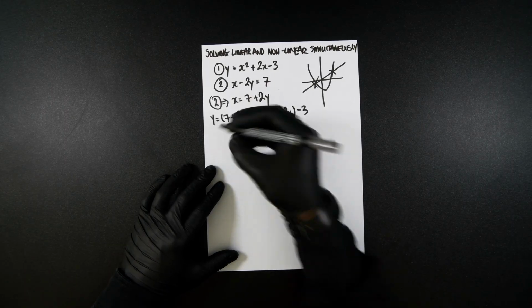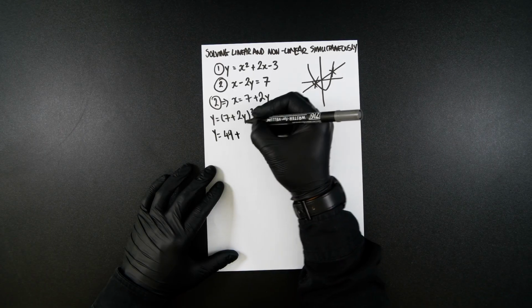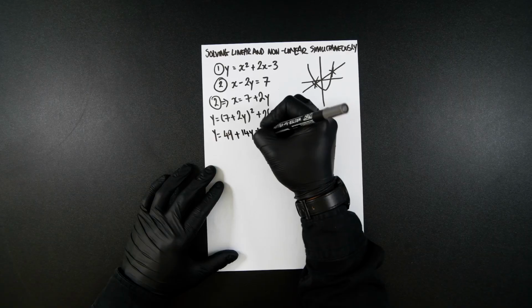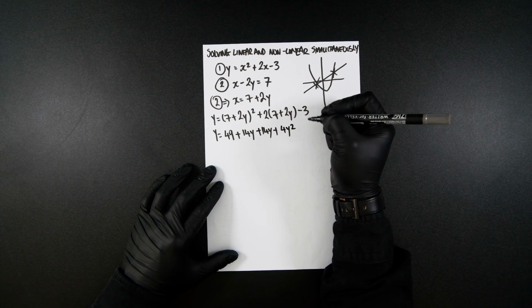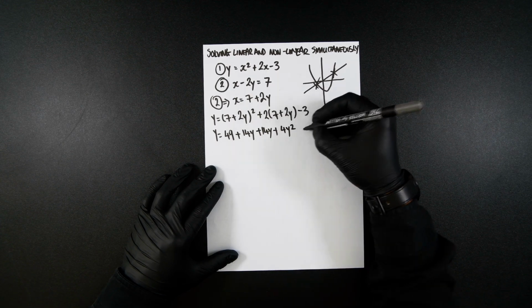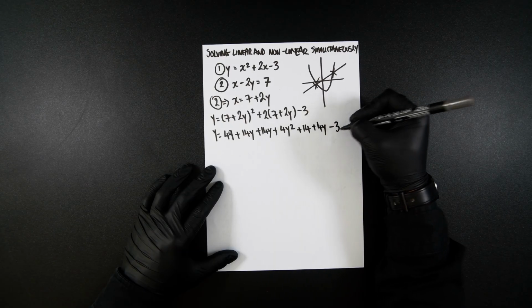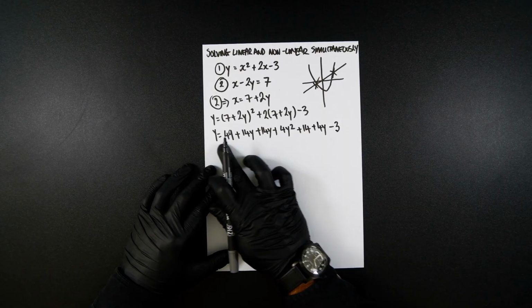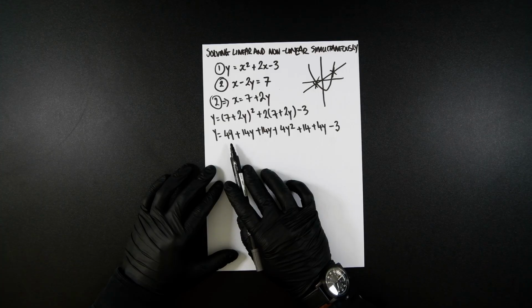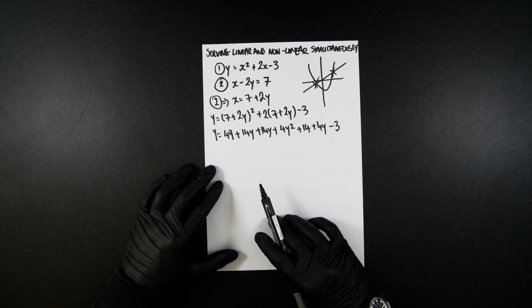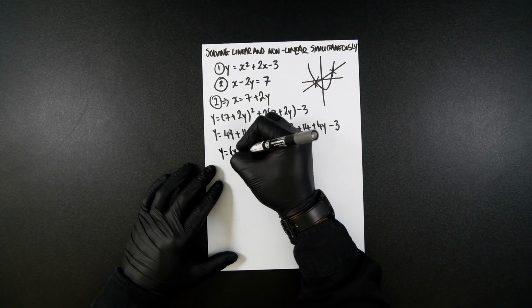We expand this first, so you can get y equals 49 plus 14y plus 14y plus 4y squared. We then can expand this. We're going to get 14 plus 4y and then minus 3 at the end. We can now clean up. So let's look at everything where there is a number. So we've got 49 plus 14 minus 3, which is going to be 60. So you can get y equals 60.